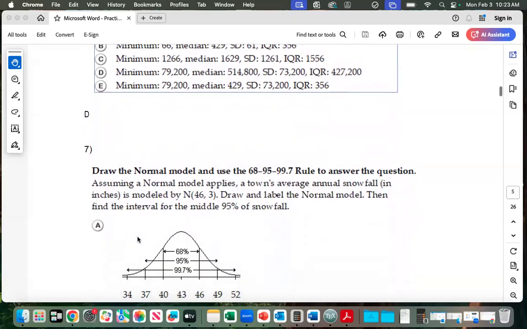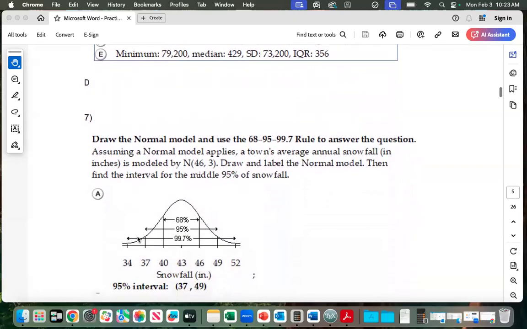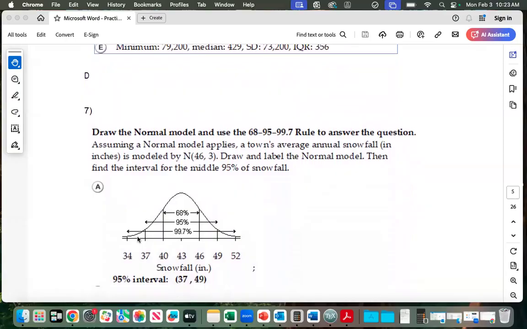Let's get to 7. So for 7, they are saying to draw the normal model and use the 68, 95, 99.7 rule to answer the question. It's very important that you understand what they are saying. So they want you to use this rule to answer this question. Is that okay? The 68, 95, 99.7.